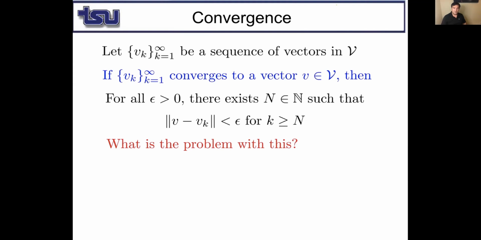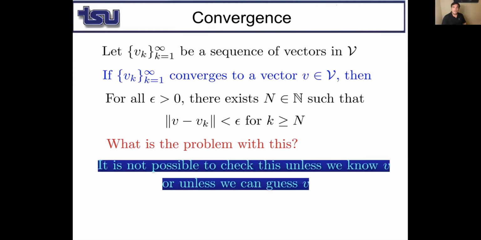Well, first of all, in order to analyze this, we must know what v is, right? We must know what v is, or we must guess what v is. And this is not an easy thing. So when you do convergence analysis, it's very difficult to know what that v is, or you may not guess what it is. So that's a big issue. That means it's not easy to apply this definition, basically.